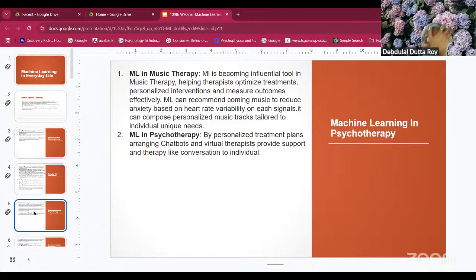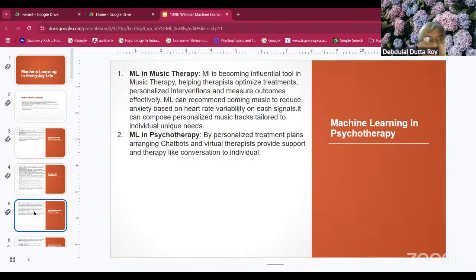Machine learning in psychotherapy, machine learning in music therapy. Machine learning is becoming an influential tool in music therapy, helping therapists to optimize treatment, personalize intervention, and measure outcomes effectively. Machine learning can recommend calming music to reduce anxiety based on heart rate variability and other signals. It can compose personalized music tracks tailored to individual unique needs.